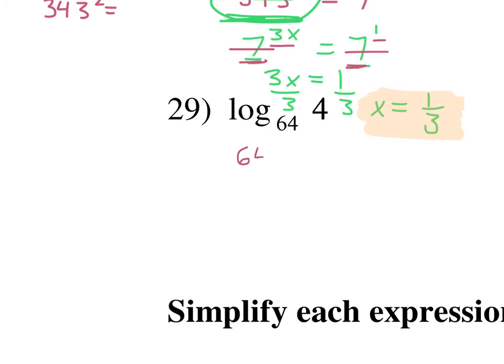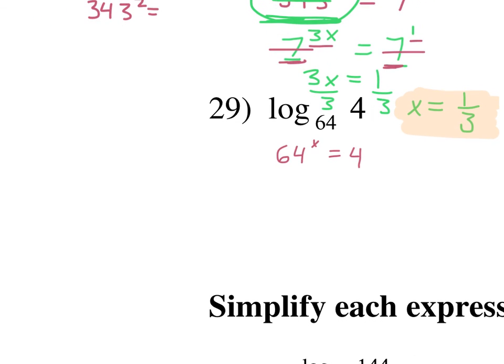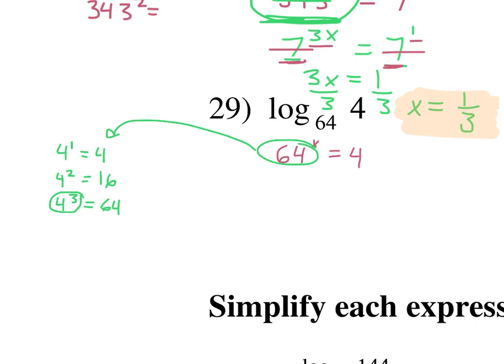So we have 64 raised to the x is equal to 4. Since 4 is smaller than 64, we know it has to be a fraction. So I'm going to figure out 4 raised to what power gives us 64. If I have 4 to the first power, that's 4. 4 to the second power would be 16. And 4 to the third power would be 64.